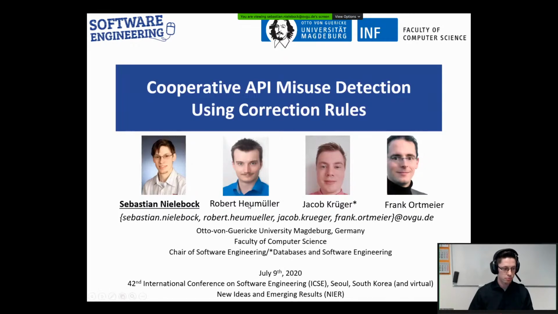These are my colleagues Robert Heumüller and Jacob Krüger, as well as my supervisor Frank Ortmeier, and of course me, Sebastian Nielbock. And I'm going to present our work on a cooperative API misuse detector that uses correction rules.